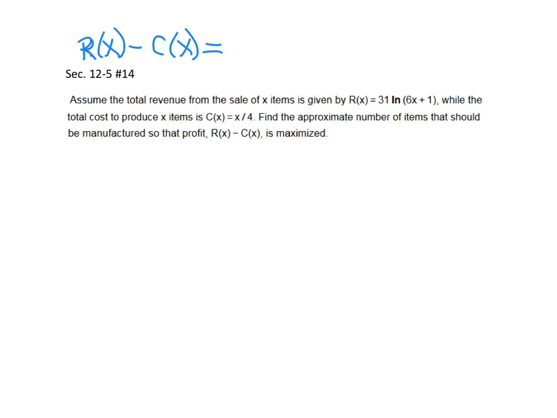So R of x is 31 ln of 6x plus 1, minus 1/4 x, or you can leave it as x over 4. I'm going to change it to 1/4 x.